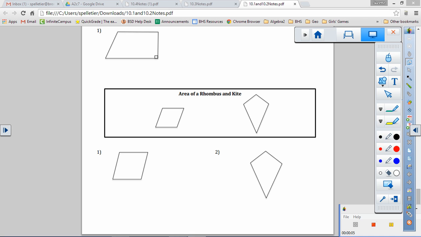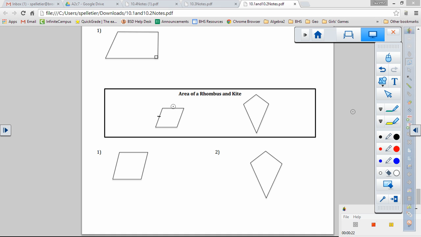Area of a rhombus and area of a kite. These are the last two figures that we're going to be working with. So let's talk about what a rhombus looks like. So this right here is a rhombus. It looks like a square that's been sort of squished over.